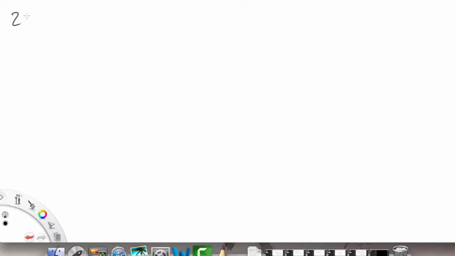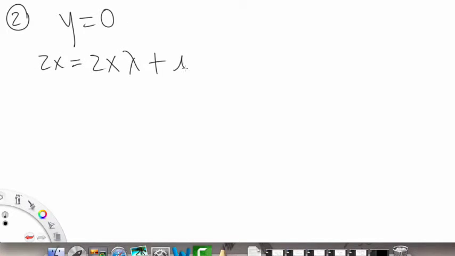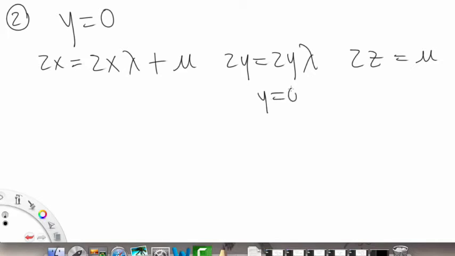Okay, so here's the second approach, right? So we have that y could just be equal to 0, okay? So if we start with that, then we'll write down our equations again. So we have 2x equals 2x lambda plus mu, and then 2y is equal to 2y lambda, and then we have 2z is equal to mu. Okay, so if we make y equal 0, that fulfills that equation there.